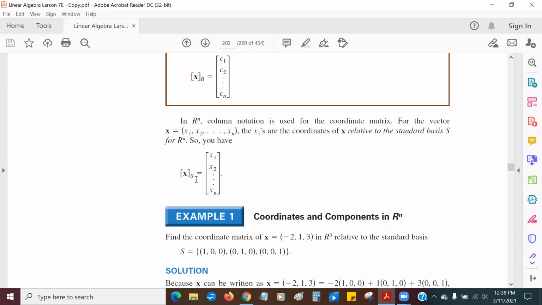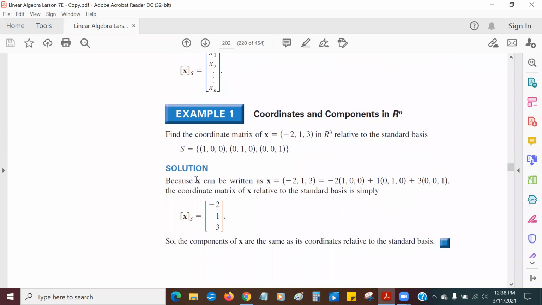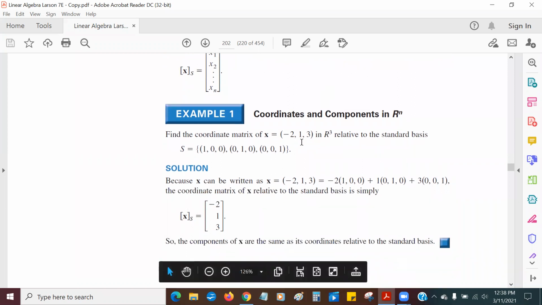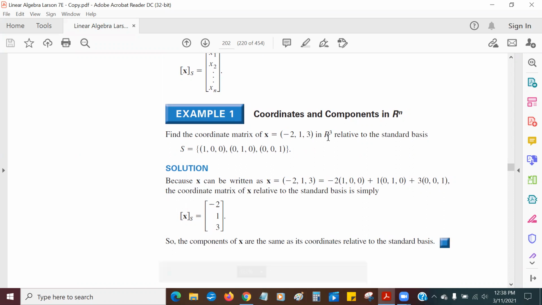Anyways, let's do an example. Suppose we have the point -2, 1, 3 in R3, and we want to write that relative to the standard basis. Well, no big shock. x_s is going to be -2, 1, 3. And again, that was pretty much a slam dunk. But why has it worked? Of course, that was simple, but I really just want to make a point here.